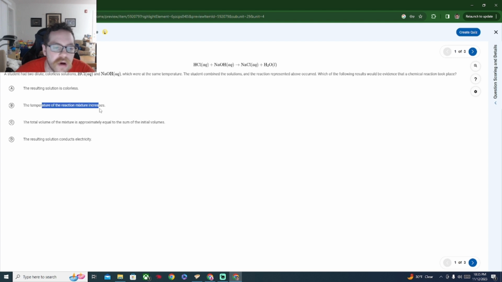Temperature changes, though, are a sign of a chemical reaction. An increase in temperature would mean it is an exothermic reaction. And actually, HCl and NaOH is an exothermic reaction. If you combine concentrated HCl and concentrated NaOH, you need to make sure, maybe we'll do this in class, in lab, that you have it in ice. Otherwise, it will get very, very hot.